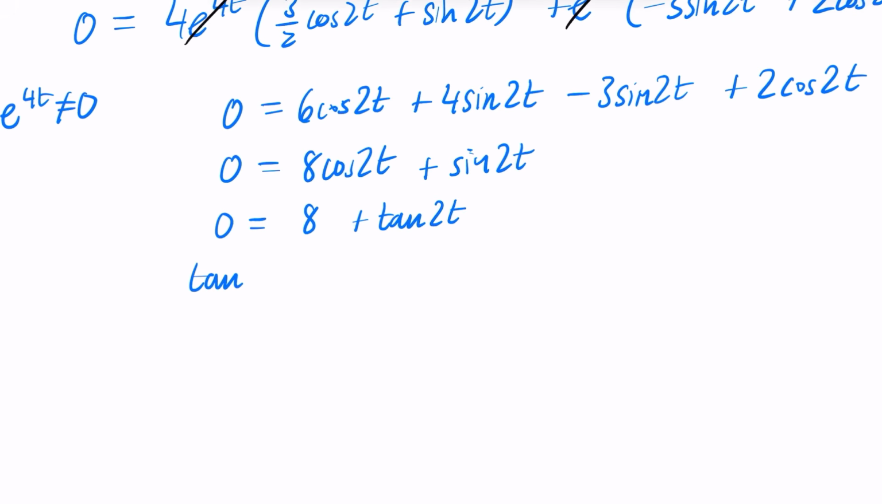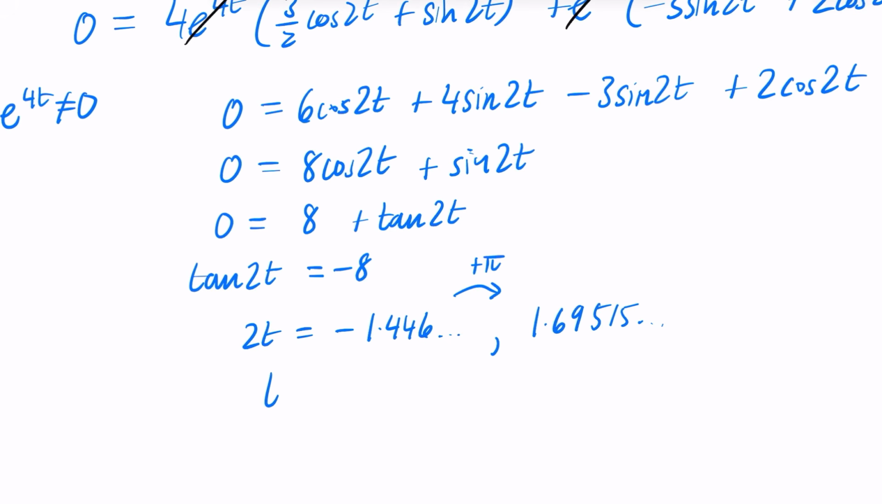So tan 2t is equal to minus 8. So I will do the inverse tan on minus 8, obviously being in radians mode still. This gives me a negative value, which is not really ideal because we're expecting a positive value. But remember, if you want to find another value for tan, you can just add 180 degrees or pi radians to it. So that instead, I have 1.69515, meaning my value of t is going to be that value halved. So the 1.69515 halved, which is 0.847575 and so on, and this is months.